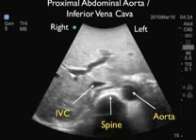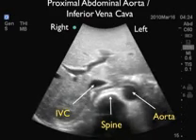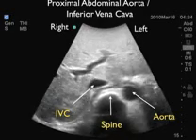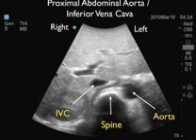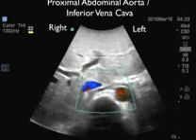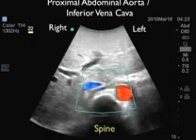On top of the spine we see the inferior vena cava towards the patient's right side with its phasic pulsations, and the aorta towards the patient's left side. We can further distinguish the two structures by applying Doppler. And in this video clip, we have color flow Doppler applied to the image.